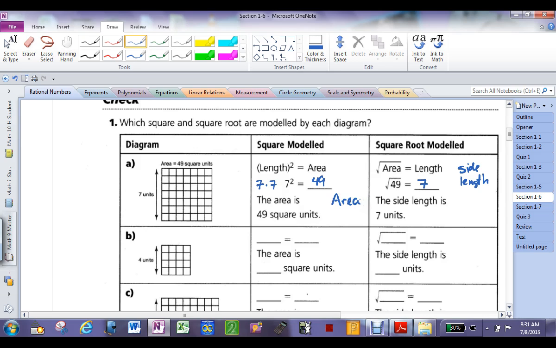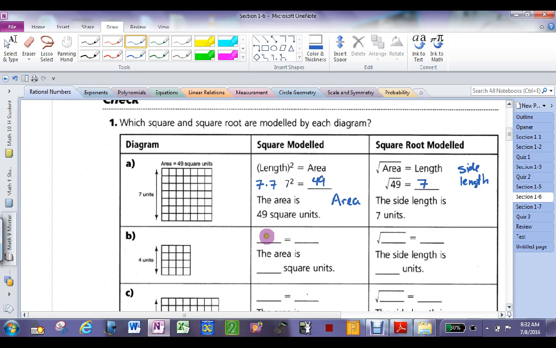The squares are the bigger numbers as long as we're using numbers that are bigger than 1. If we get smaller than 1 into fractions, not mixed numerals, just fractions, then this rule changes. But we're not going to talk about that in grade 9. Everybody cool? Okay. So what's this guy's length?